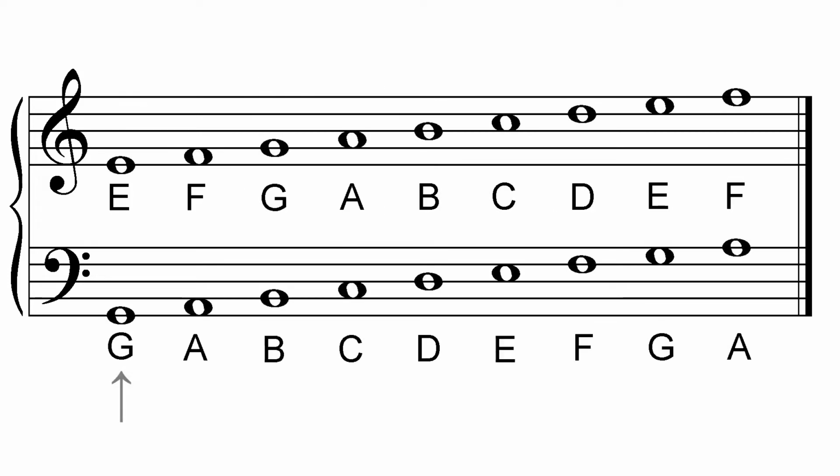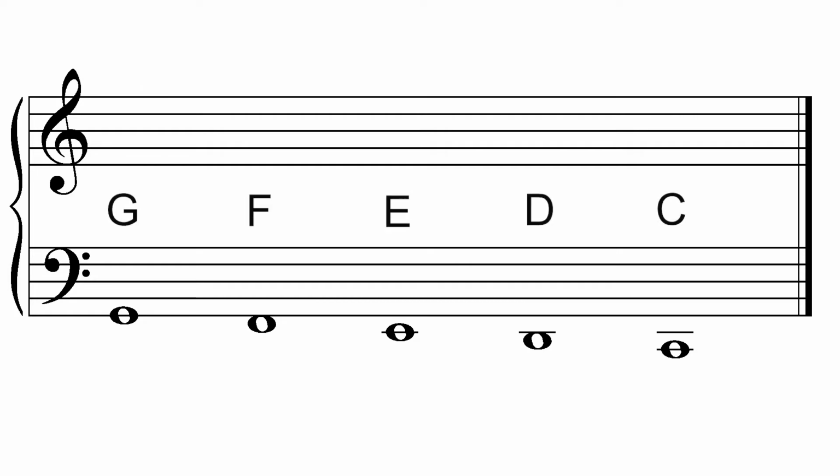Here is the note G. The note below it, under the staff, is the note F. From G, using ledger lines, we arrive at the note C, 2 ledger lines below the bass staff. These are all the note C in different octaves.